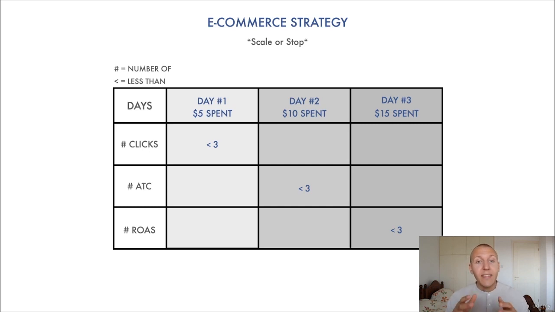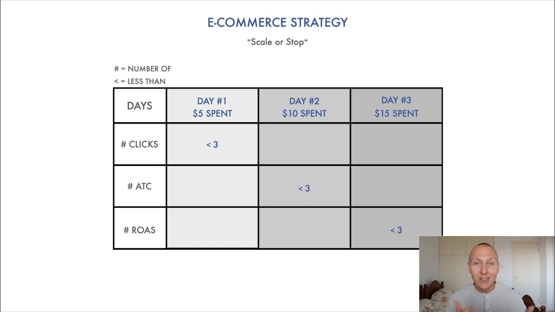Now, if you do have 3 clicks after you spend $5, you move on to the next level. And that is, after $10 spent, you need to have at least 3 add to carts. That means if someone has clicked add to cart on a product, but they didn't actually check out and purchase it, those are known as add to carts. You're going to want to have had at least 3 people who have added a product to cart. If you have less than 3 add to carts after $10 spent, we turn off the ad set.